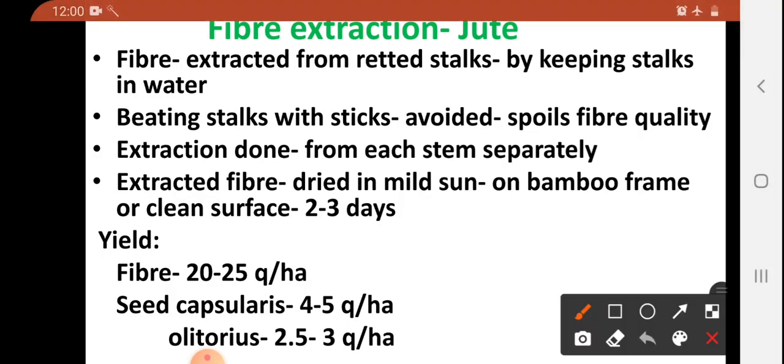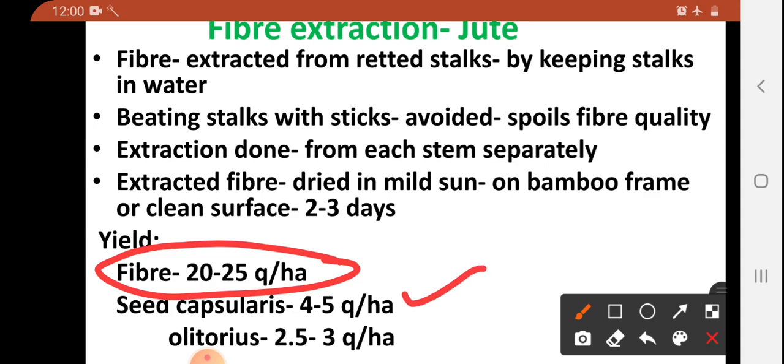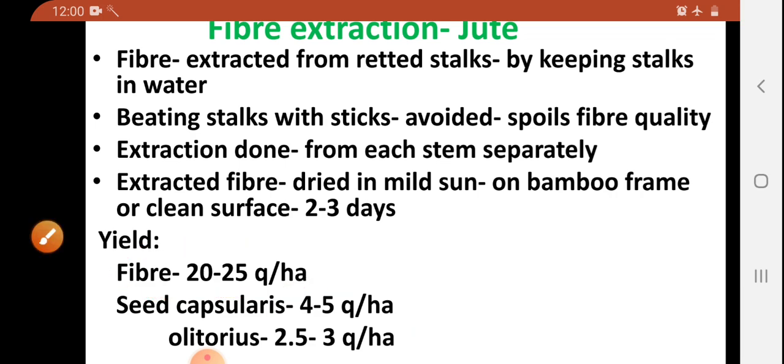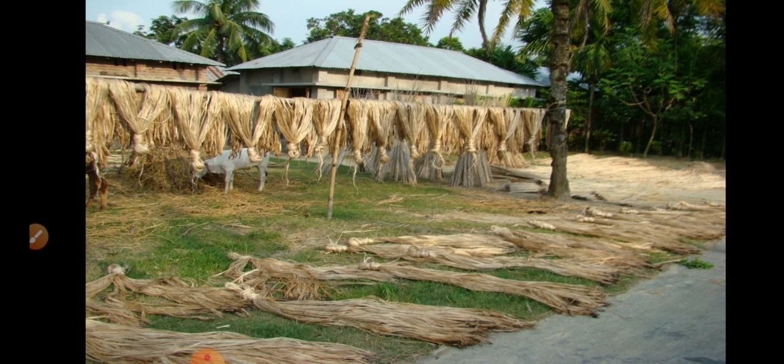Here is the yield of this crop. If we cultivate this crop for fiber extraction, it gives us 20 to 25 quintals per hectare from a well-managed plot. And if we cultivate jute for seed extraction, from the capsularis species we get 4 to 5 quintals of seeds from 1 hectare, and for the olitorius species, 2.5 to 3 quintals per hectare. So this is our next important crop, jute. Jute is very important for short note type questions. Harvesting, retting and fiber extraction of jute are very important.